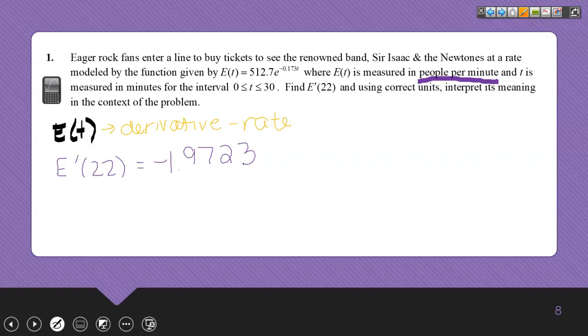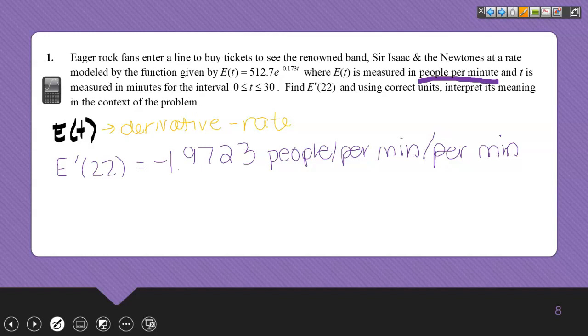What they're checking you on is what the correct units are and to interpret the meaning. So remember, if you take the derivative of a rate, then it is a rate squared. So this is going to be people per minute, or people per minute squared. What does it mean? So here's your noun, your units, and your time.